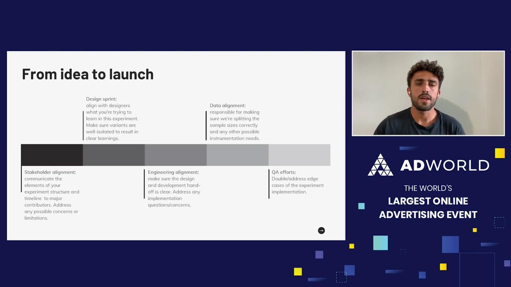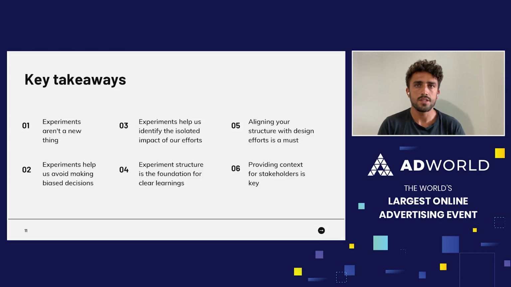And last but not least, go through a QA process. If you don't have a QA team in your company, do this with your engineer or designer to make sure that the experiment is behaving correctly. And that's it. This is how you should structure experiments and make sure that they get shipped inside your company.